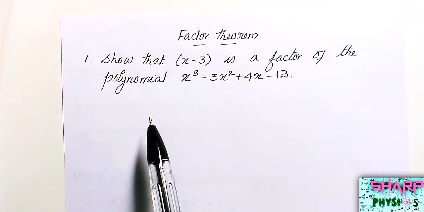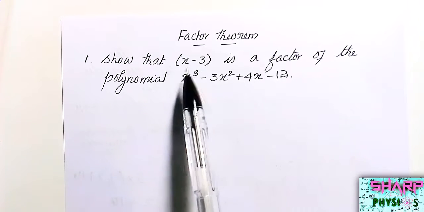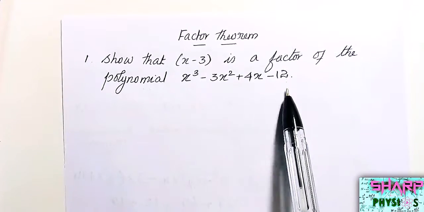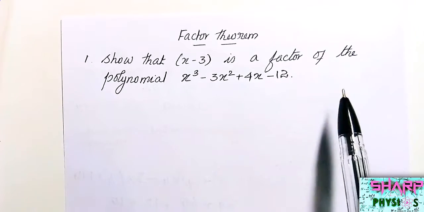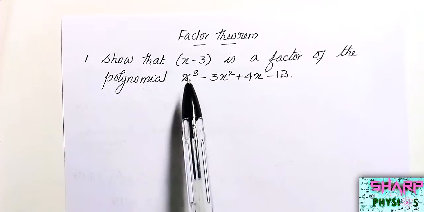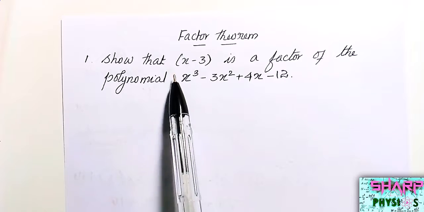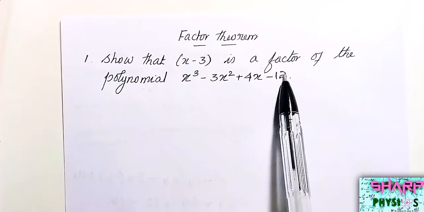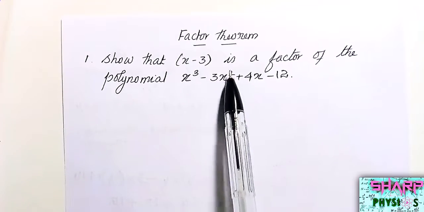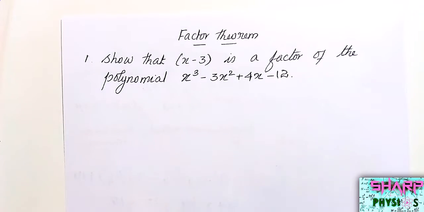In the previous class you have seen about the remainder theorem. Now we are seeing about the factor theorem. When this number is substituted here and you get an answer 0, then it's a factor of this particular polynomial. When this divisor divides this and makes the remainder 0, then that divisor is a factor of this polynomial. So let's move on.